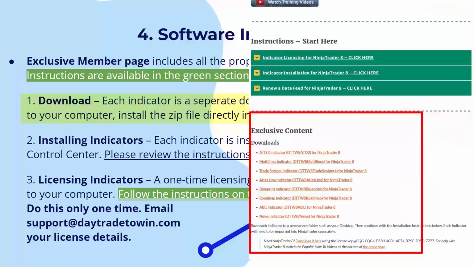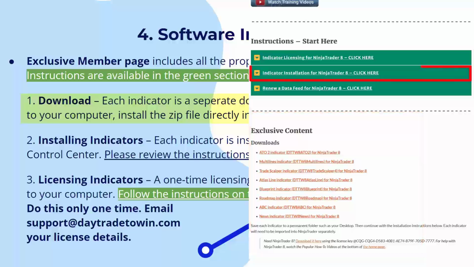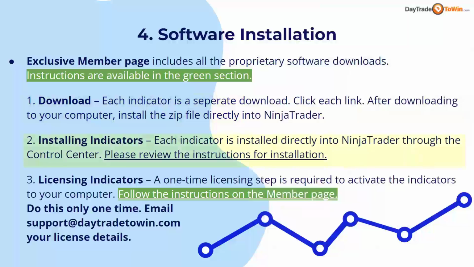In order to download the software, you click on each link. So let's say we start off with the Atlas line. You click on the Atlas line link, it downloads the file onto your computer. Now, you don't have to unzip the file or do anything with that file except for importing that file. So again, the instructions are pretty clear. It's just importing the downloaded files into NinjaTrader.